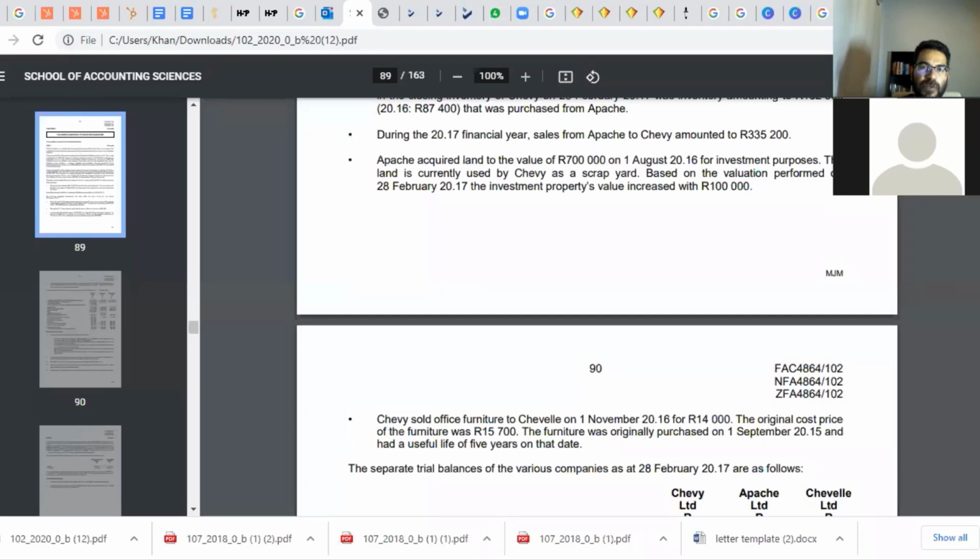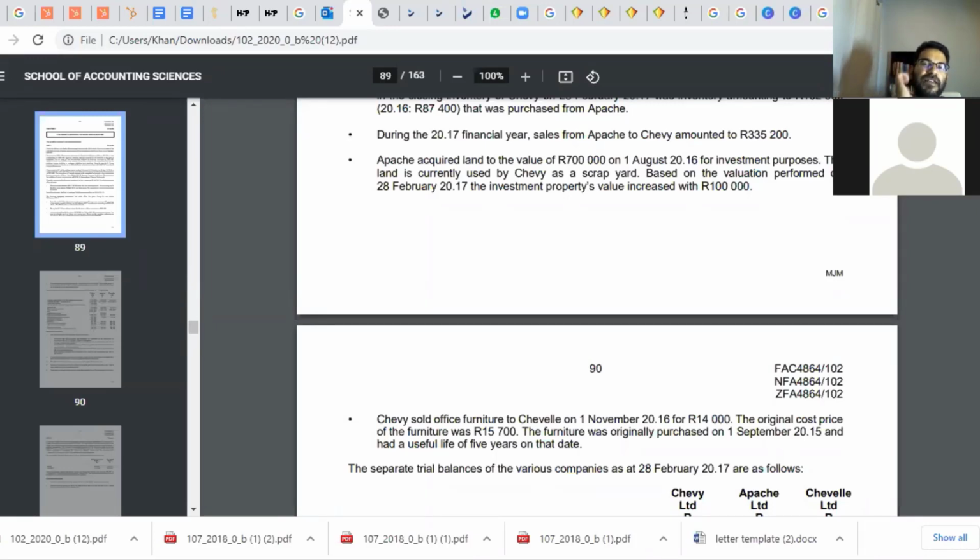What is investment property? The definition of investment property is you're holding land and buildings, you're holding property for the purposes of one of two things. Number one, either for rental purposes, number two, for capital appreciation.